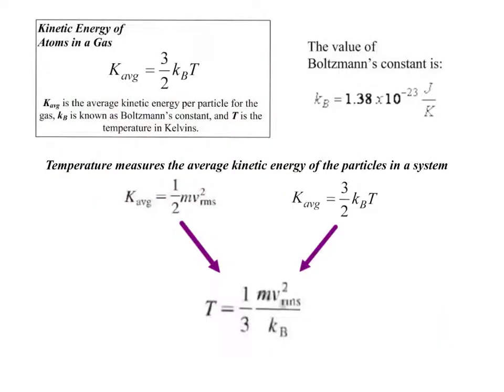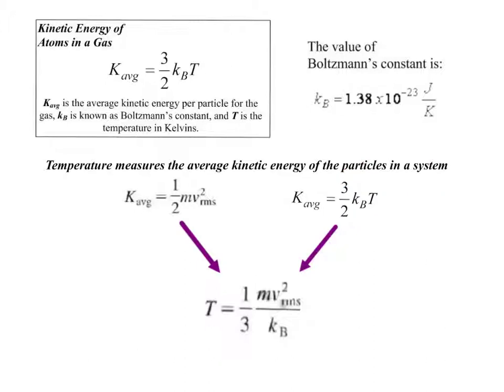Now remember how we've talked about temperature being related to the average kinetic energy of the atoms in the gas. That relationship is given by this equation here, where this is the average kinetic energy, and T is the temperature. This k sub B is known as Boltzmann's constant. Boltzmann's constant has a value of 1.38 times 10 to the negative 23 joules per Kelvin. And this equation tells us how temperature measures the average kinetic energy of the particles in a system.